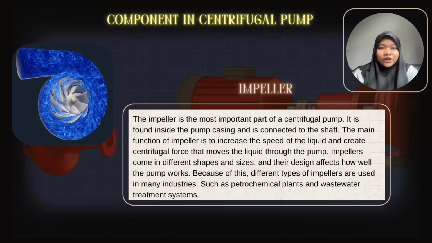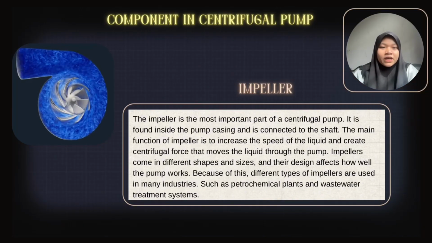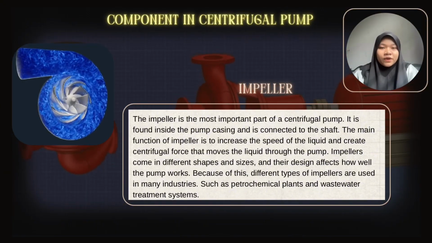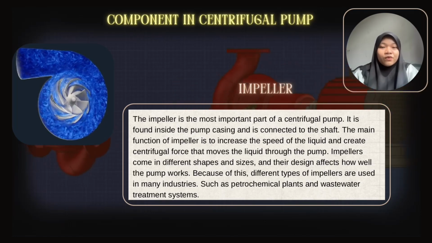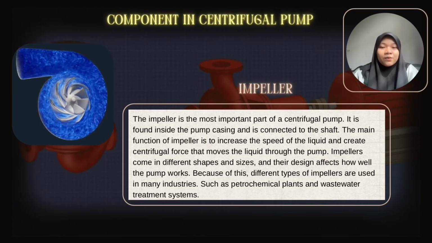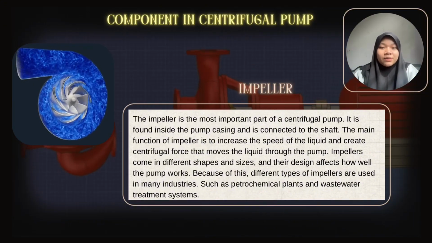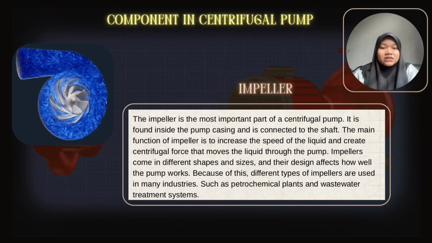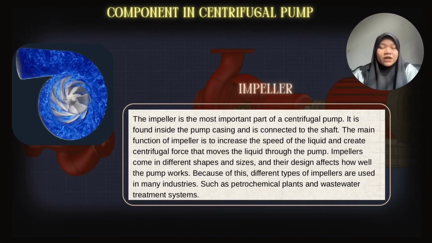Firstly, the component in a centrifugal pump is the impeller. The impeller is the most important part of a centrifugal pump. It is found inside the pump casing and is connected to the shaft. The main function of the impeller is to increase the speed of the liquid and create centrifugal force that moves the liquid through the pump. Impellers come in different shapes and sizes, and their design affects how well the pump works. Because of this, different types of impellers are used in many industries, such as petrochemical plants and wastewater treatment systems. We can say the impeller is the heart of the centrifugal pump.